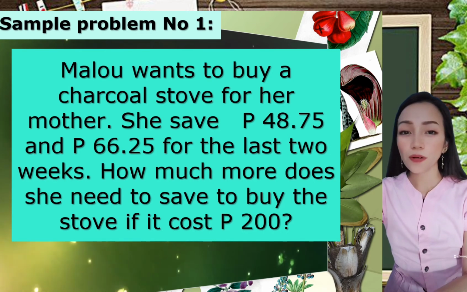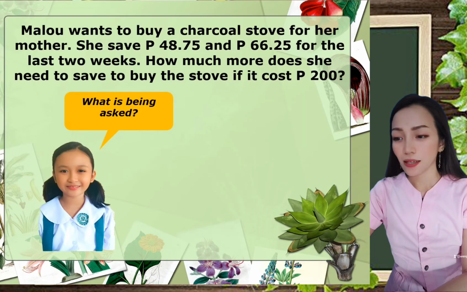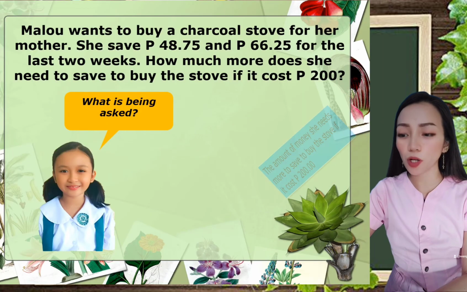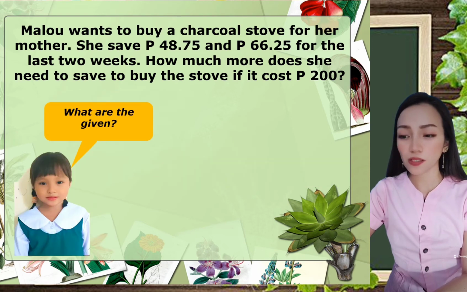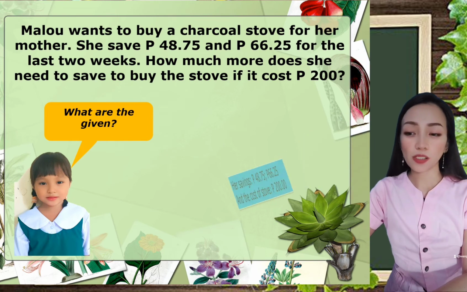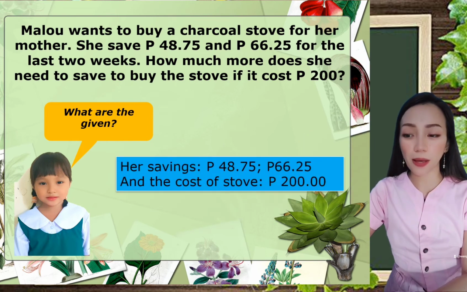Let us now solve the problem. What is being asked? The amount of money she needs more to save to buy the stove if it costs 200 pesos. What are the given? Her savings, 48.75 pesos, 66.25 pesos, and the cost of the stove, 200 pesos.